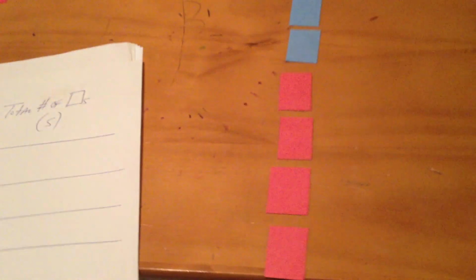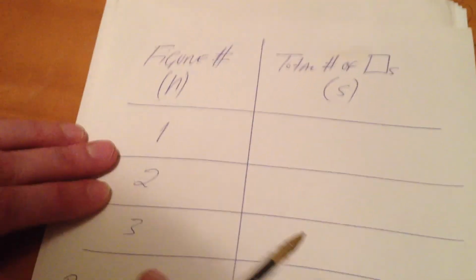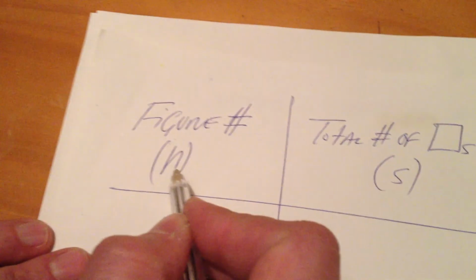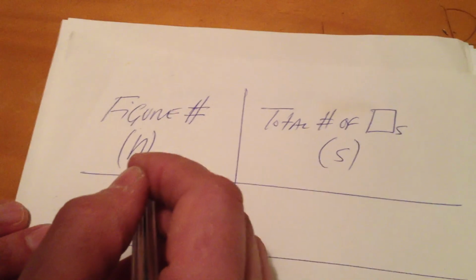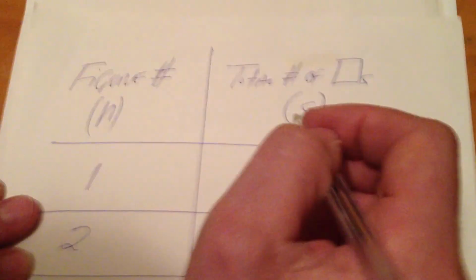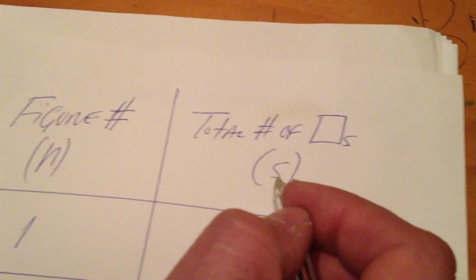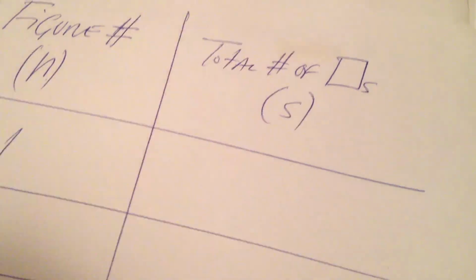Now at this point, we can create a table of values, take what we know, and try and find the algebra in all of this. So our first column, we're going to call it figure number. We're going to let the variable n represent any figure number that we will create. And our second column will be entitled total number of squares, and we're going to let the variable s represent the total number of squares. So here are our variables.